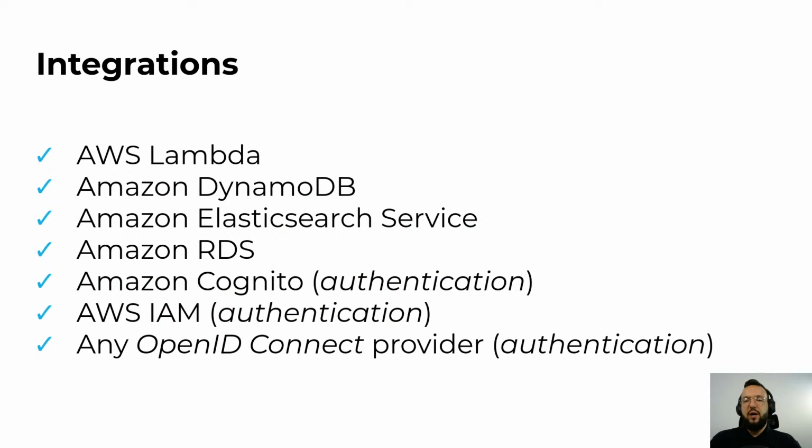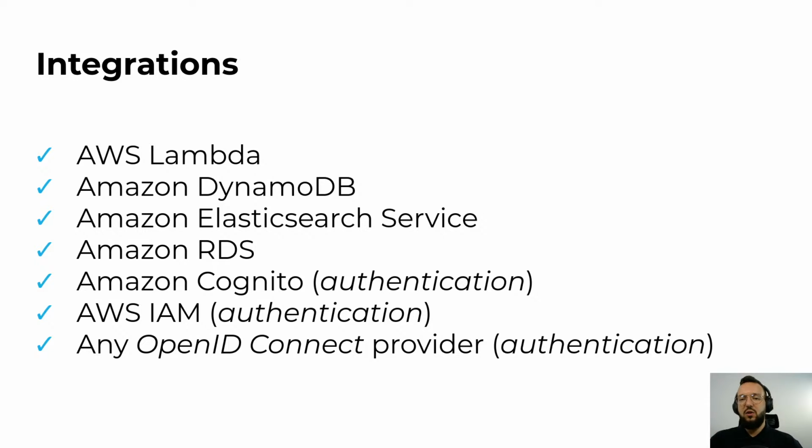What kind of integrations do we have when it comes to AWS AppSync? You can integrate with AWS Lambda, with Amazon DynamoDB, with Amazon Elasticsearch Service, Amazon RDS, Amazon Cognito for authentication, AWS IAM for authentication, and to be honest, any other OpenID Connect provider also for authentication. So all those data stores can be handled automatically without any additional logic, and you can connect Amazon DynamoDB with AppSync like you would connect with API Gateway.